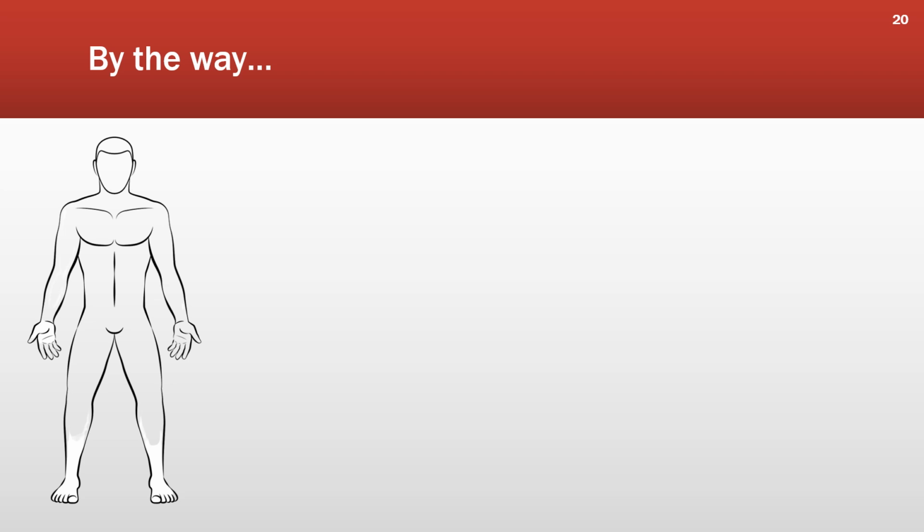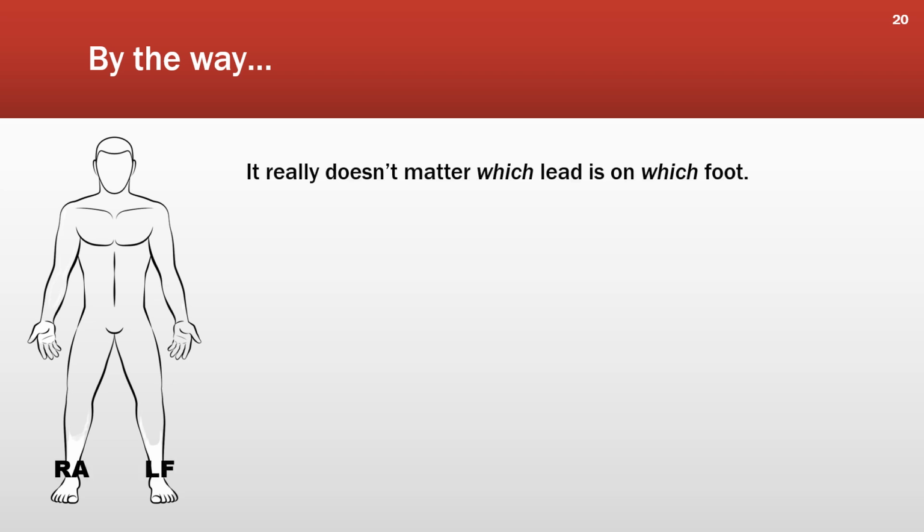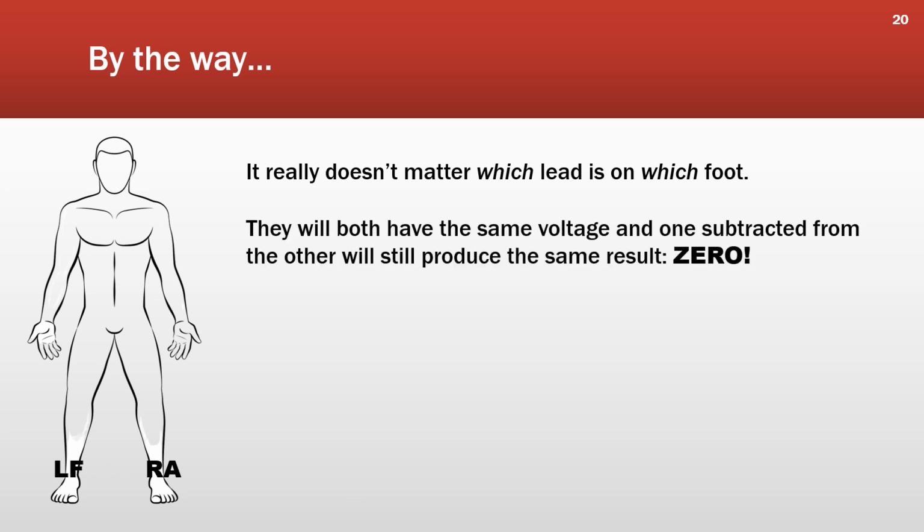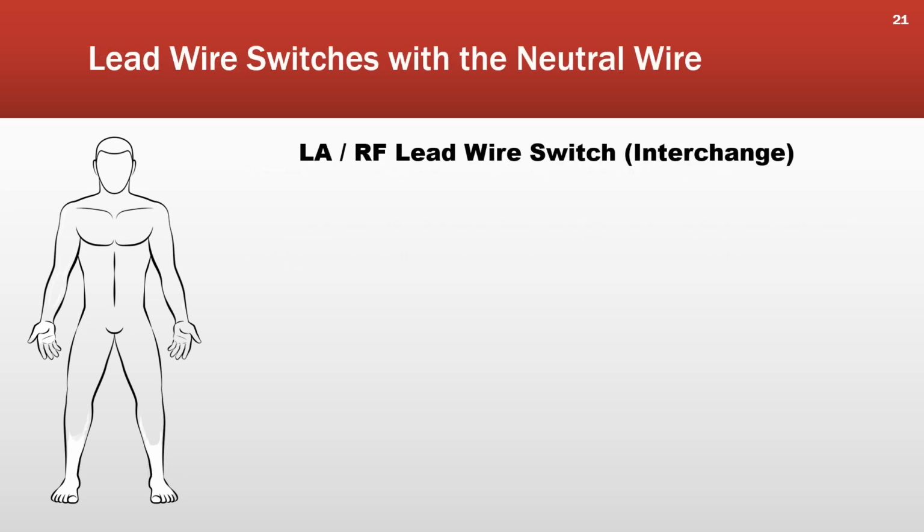Okay, by the way, FYI, it really doesn't matter which lead is on which foot. They will both have the same voltage, and one subtracted from the other will still produce the same result, 0. Okay, now we're going to talk about a lead wire switch involving the left arm with the right foot. So here are our electrodes, and we do the switch.